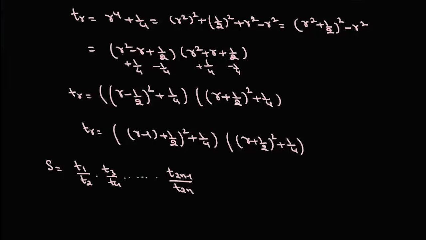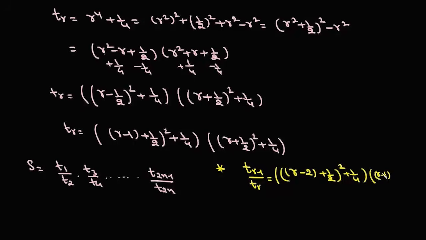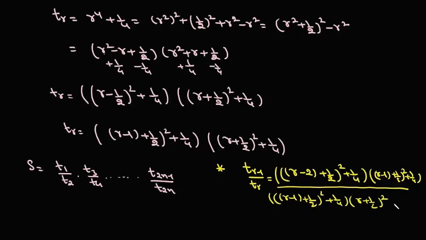So what we'll also do is we'll simplify this expression t_r minus 1 upon t_r. Now t_(r-1) will be, we'll replace r with r minus 1, so there will be (r minus 2 plus 1 by 2) whole square plus 1 by 4 and here will be (r minus 1 plus 1 by 2) whole square plus 1 by 4, divided by (r minus 1 plus 1 by 2) whole square plus 1 by 4 into (r plus 1 by 2) whole square plus 1 by 4.